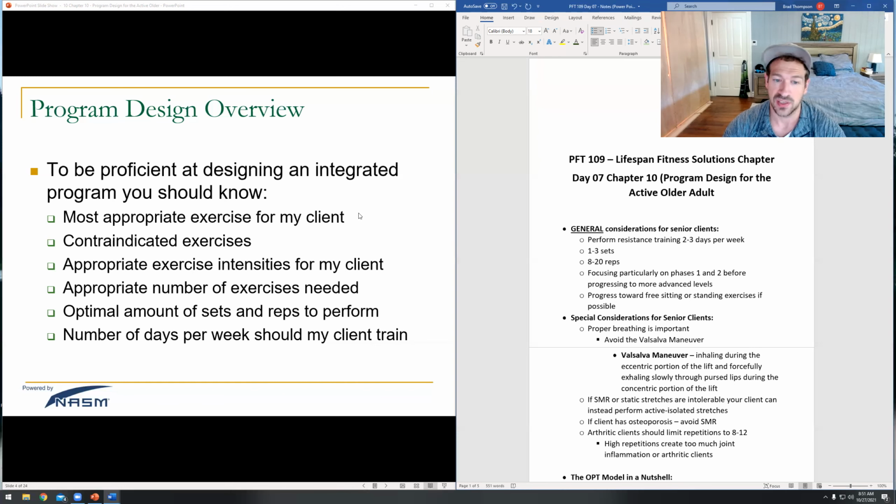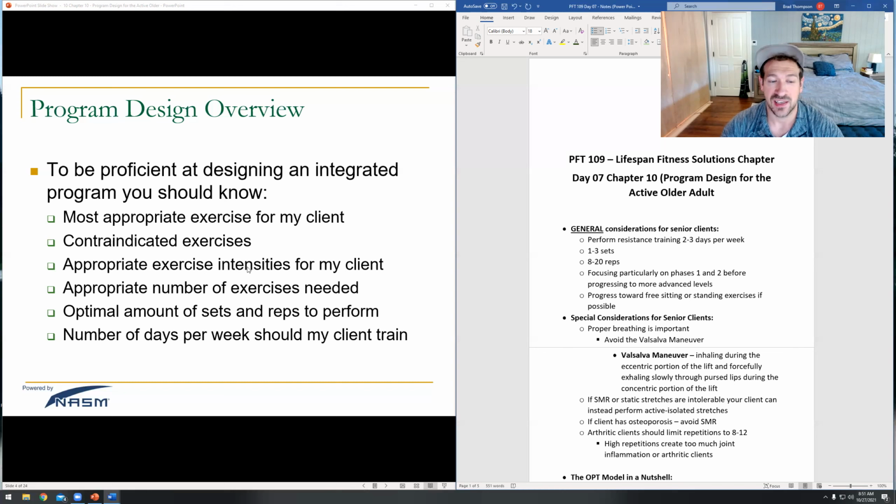In order to be proficient in this, we want to understand which exercise is most appropriate for our clients. So we do need to talk a little bit about choosing stabilization versus strength versus power, but also what is appropriate based on their posture: anterior pelvic tilt, posterior pelvic tilt, knees cave in, knees cave out, whatever it happens to be. Contraindicated exercises: if they do have osteoporosis, maybe we avoid foam rolling, but we can still do maybe a massage gun or something like that.